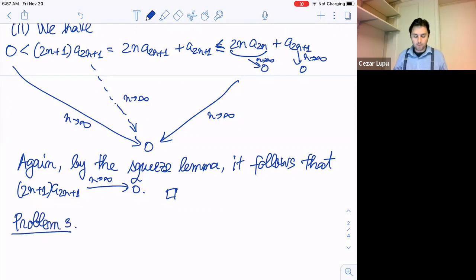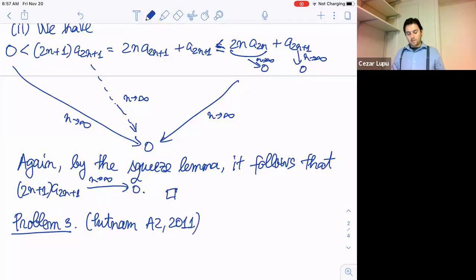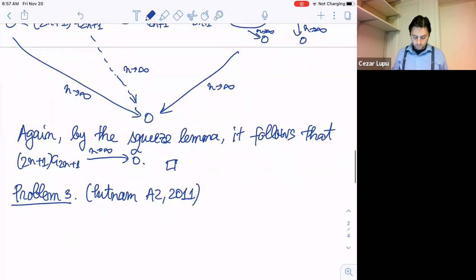And this was a Putnam problem. In fact, let me mention this. This was a Putnam A2 2011. All right, and the problem states the following.